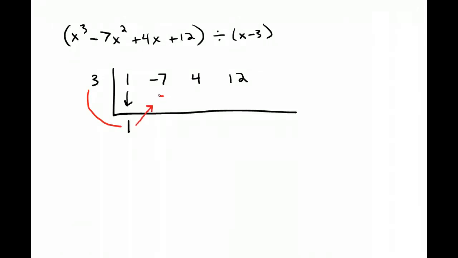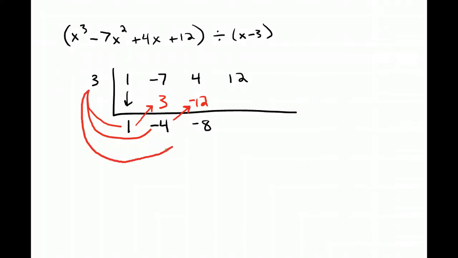We put that here, and then we add and get -4. Repeat the process. Multiply 3 times -4, get -12, and we add to get -8. One more time. We're going to multiply 3 times -8, which gives me -24, and then when I add, I get -12. Okay, I'm finished now.